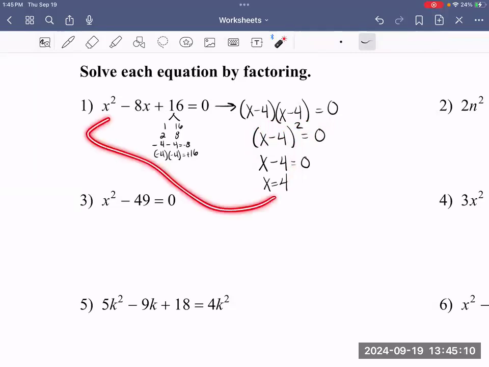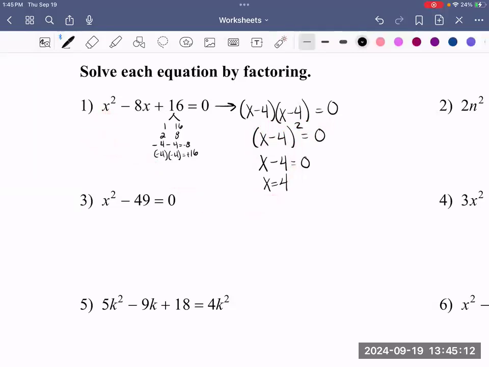So we can plug it back into your equation just to check your solutions. 4 squared minus 8 times 4 plus 16 is equal to 0. Or if you prefer, you can put it back into your factored form. 16 minus 32 plus 16 is equal to 0. So we get 32 minus 32 is equal to 0. 0 equals 0. So that is a true statement. So therefore, x is actually equal to 4.